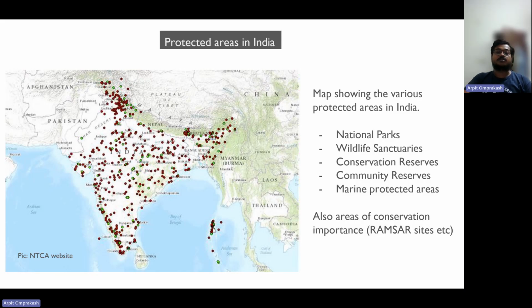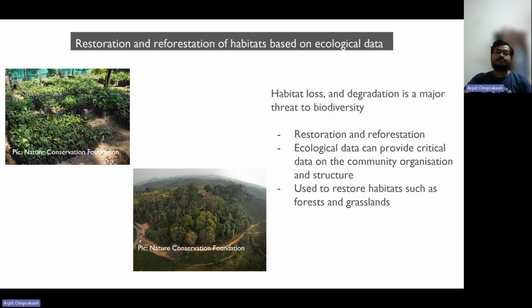We have marine national parks such as the Mahatma Gandhi National Park, right? And also there are areas of conservation importance called Ramsar sites, right? So another thing that we can do is restoring the habitat in places where the habitat has been disturbed. So restoring and reforestation or afforestation of habitats based on ecological data. Habitat loss and degradation is a major threat to biodiversity, and what we can do is restore and reforest areas that were earlier forests.